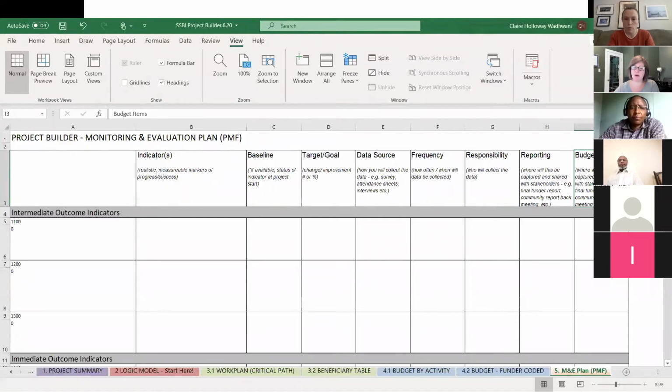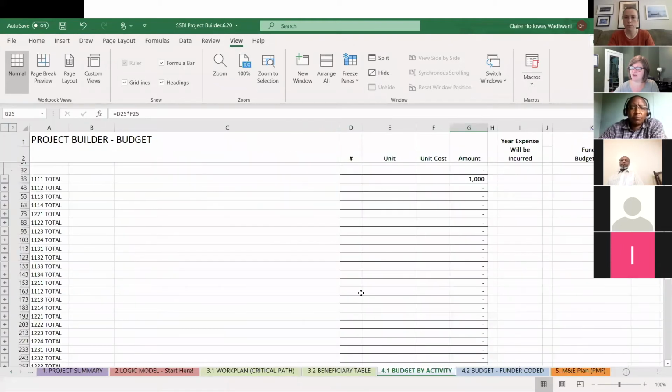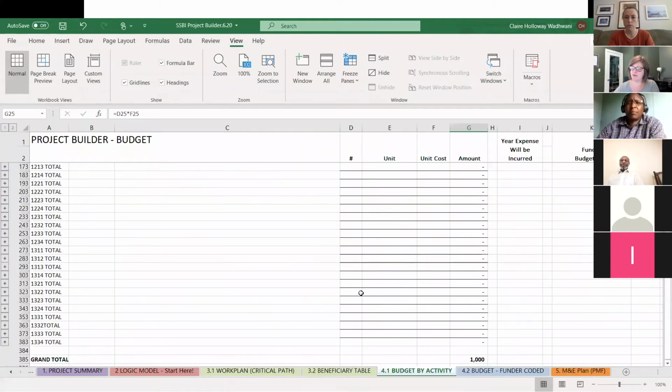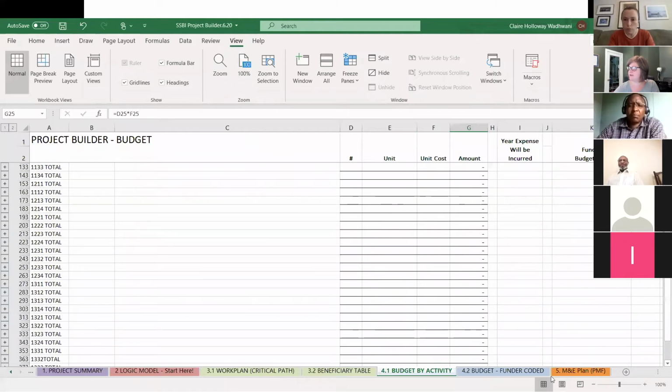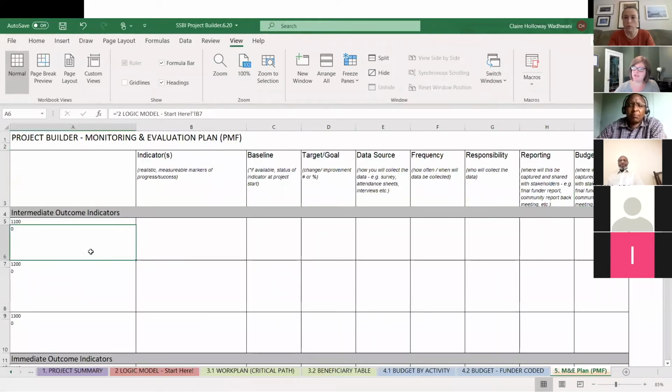The other piece too is the budget. So this can help you populate your budget this year, at the very bottom where you've got monitoring and evaluation. But here again, this will populate with the outcomes at the intermediate outcome level.